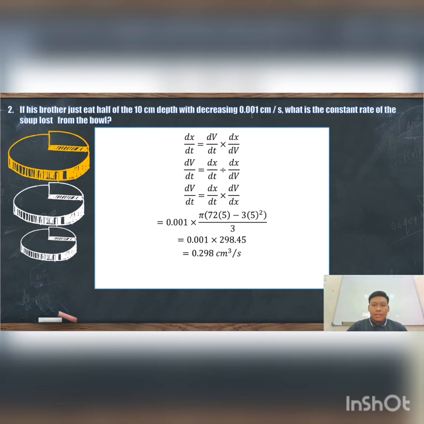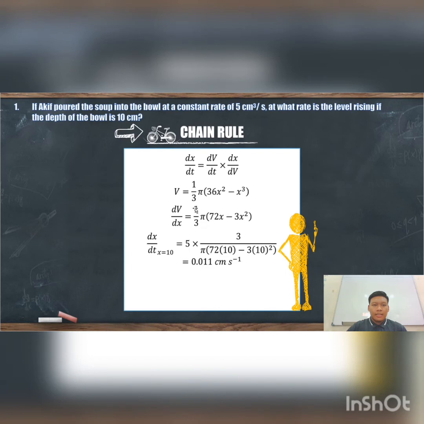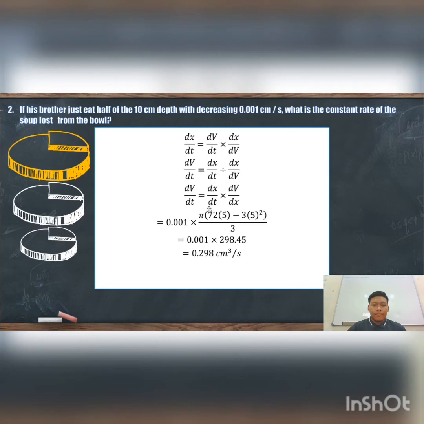dx/dt had been given in the question, which is 0.001. So just substitute the value, times dV/dx, which is exactly the same as question 1 after I differentiate volume with respect to x. So it will be like this: π(72x − 3x²) divided by 3. Same like this, π(72x − 3x²) divided by 3. And then I substitute the value of x with 5 because the keyword is right here: eat half of the 10 cm depth. So half of 10 is 5. Just substitute 5 here and the final answer we get is 0.298 cubic centimeter per second.